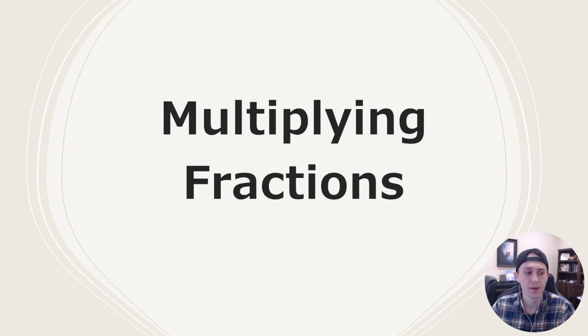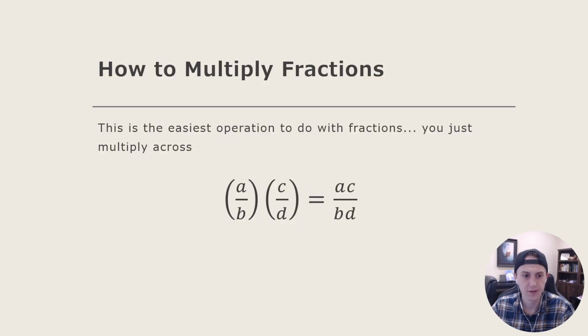All right, let's start multiplying fractions. How to multiply fractions. This is the easiest operation to do with fractions, so that's why we're going to start with it. You just multiply across. So you look at the numerator of the first one, look at the numerator of the second one, multiply across. Look at the denominator of the first one, the denominator of the second one, and multiply across. So you can see on that example here, I have a/b times c/d equals ac/bd. I hope you can see we're just multiplying right across the top to get ac, multiplying right across the bottom to get bd.